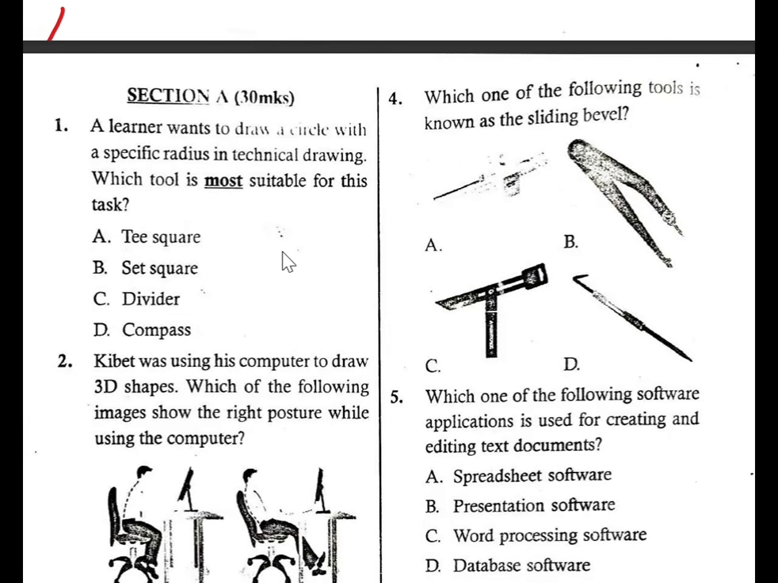Today I'm here with one of the best papers out there. This is the KJSEA 2026 Prediction Pre-Technical Studies. Without saying much, let's revise this paper together. Question 1 is here, inasema.